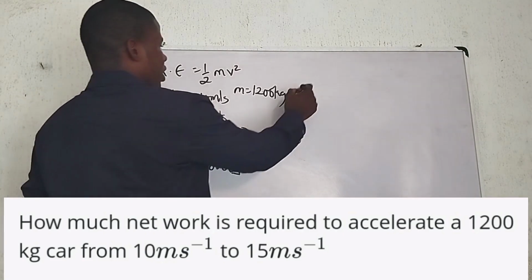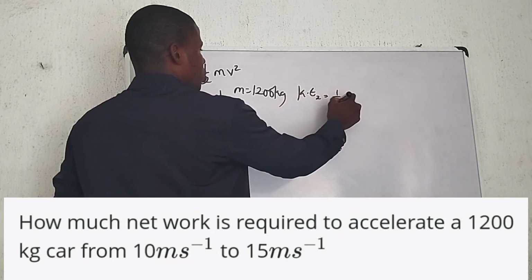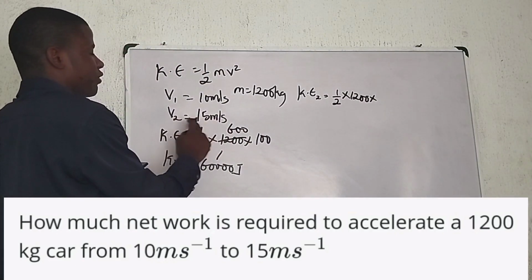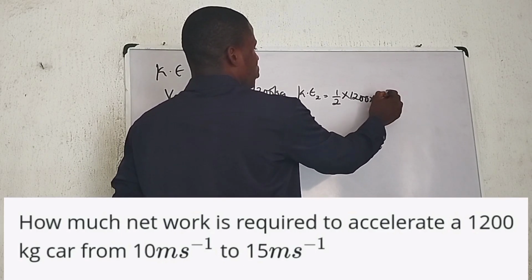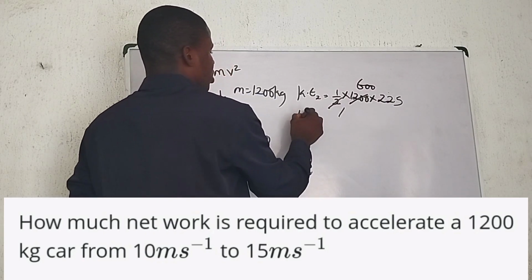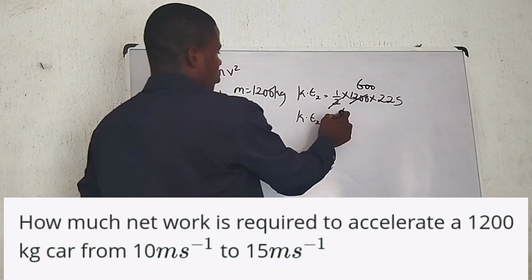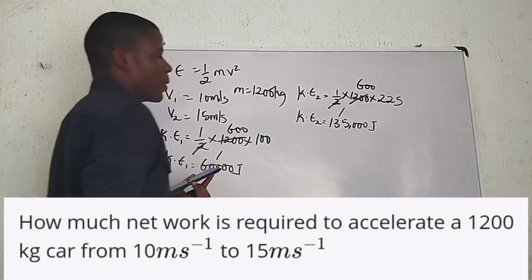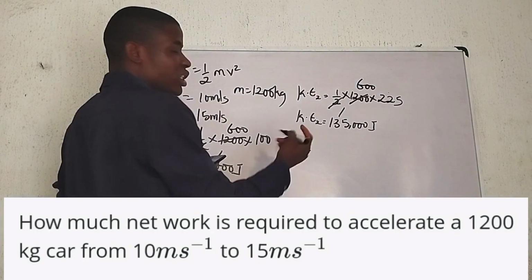So what of the second kinetic energy? The second kinetic energy, KE2, is equals half mv squared as well. That's half times mass, 1,200. But the velocity now is 15 meter per second. That 15 squared will be 15 times 15. That will be what? 225. 2 here, 1, 2 here is 600, right? So the second kinetic energy is equals 600 times 225. Again, will give us 135,000 joules.